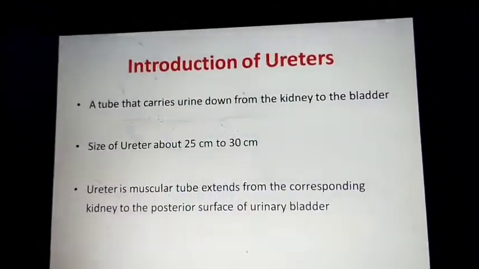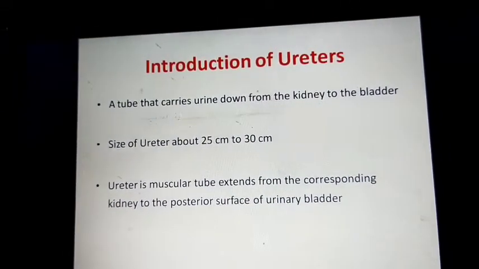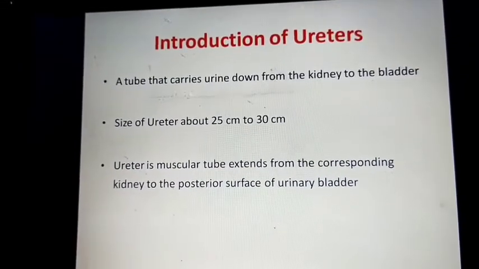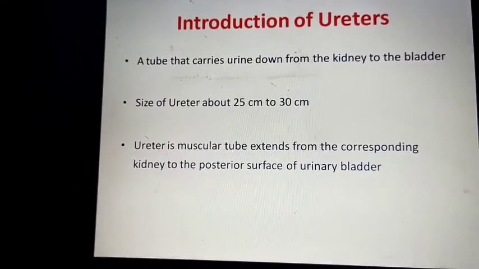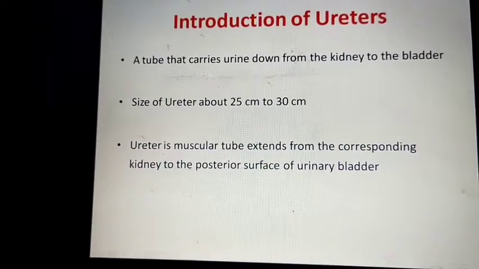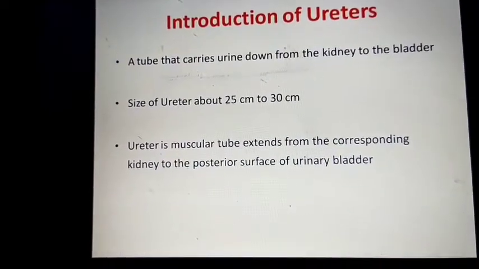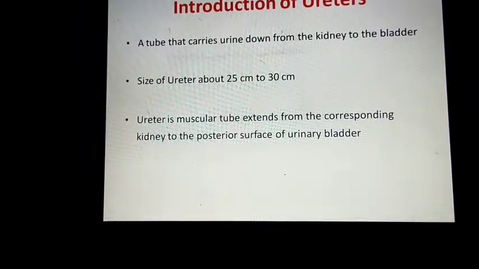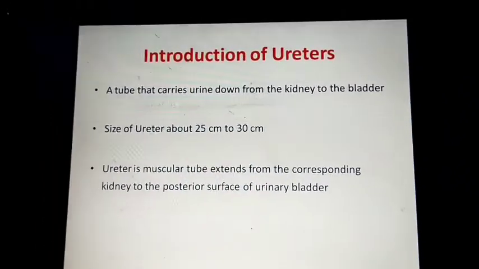Introduction of the ureter. It is a tube that carries the urine down from the kidney to the bladder. Size of the ureter is 25 cm to 30 cm, and the diameter is 3 to 5 mm. It can expand up to 7 mm or 8 mm. The ureter is a muscular tube extending from the corresponding kidney to the posterior surface of the urinary bladder.